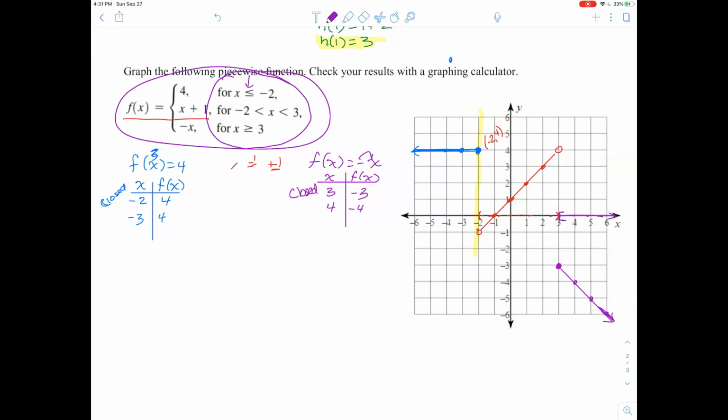All right, that's all we have for you today. You have 7 or 8 problems to do on Canvas today to show us that you understand this topic.